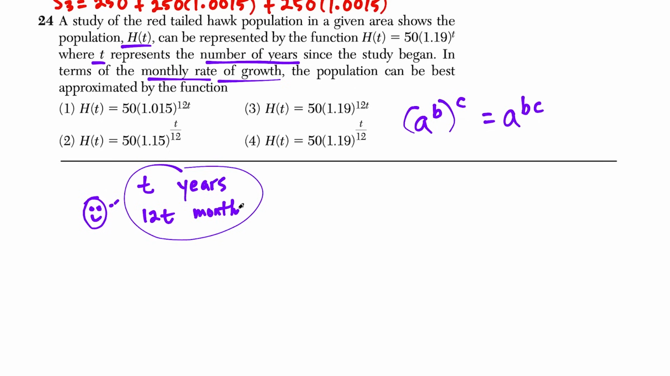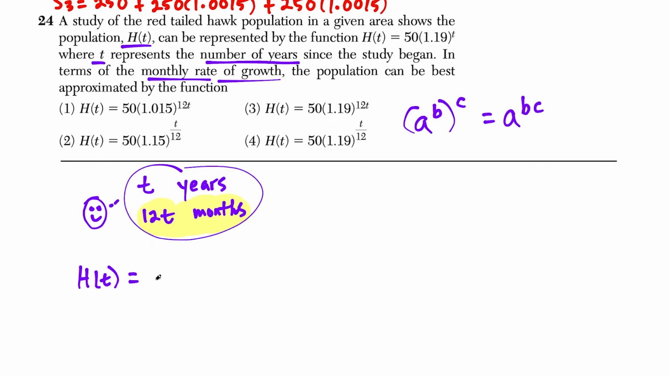And just think about this. If 3 years went by, let's say I had t equals 3 years, 12 times 3 would be 36, and 36 months would go by. So this is the idea we want to make use of. So now that we have the function h of t, we are going to use this idea to try to build up the function in terms of 12t. So now let's go ahead and do that.